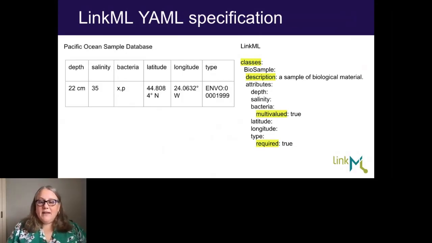We can also specify in LinkML whether something is multi-valued, so we never have to guess whether or not that comma is part of the name, or if it means that there's more than one species that was sampled here, for example, in this example. We can also say which parts of our model, our implicit model here, are required. So if I ever find a type value in my data set that is null, I can easily write a validator or use some of the validators that LinkML provides to generate an error.